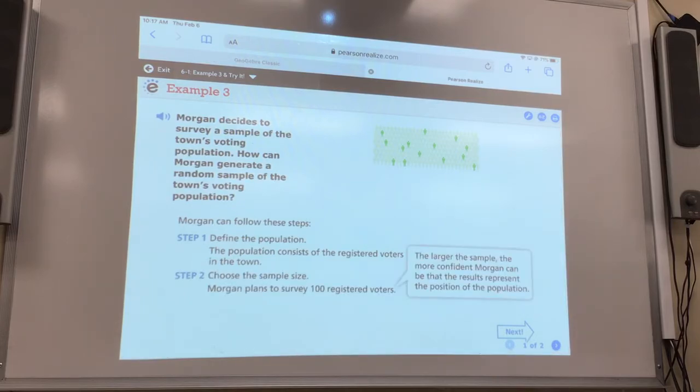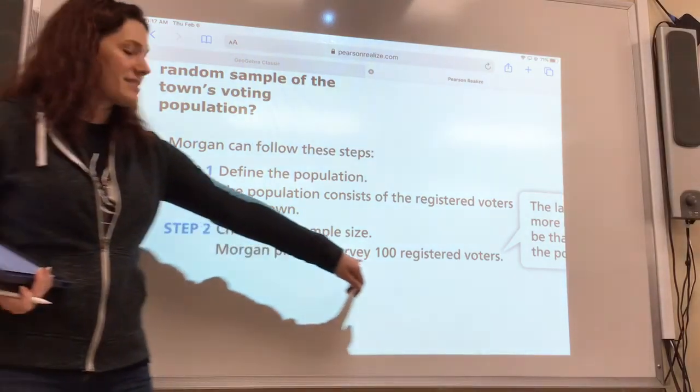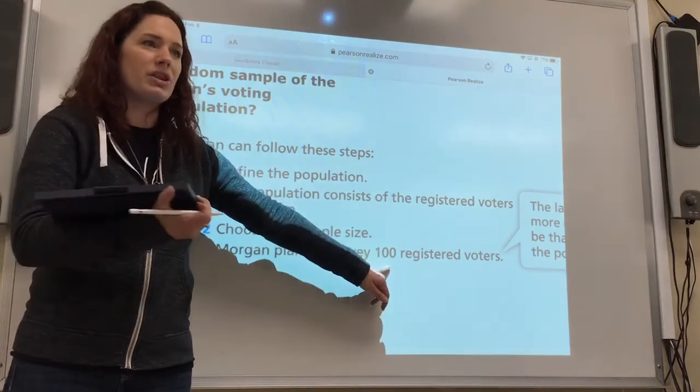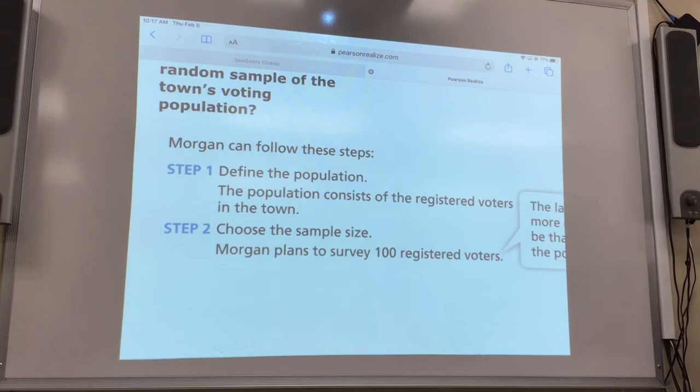Step 2, you have to know the sample size. So how many people is enough people to ask? If we were asking our school, would we want to ask 100 people? No, because that's a lot of people. So maybe 30 would be acceptable. But the sample size depends on the population size.